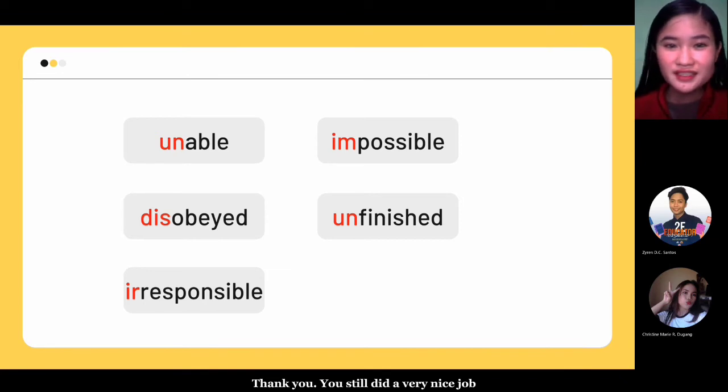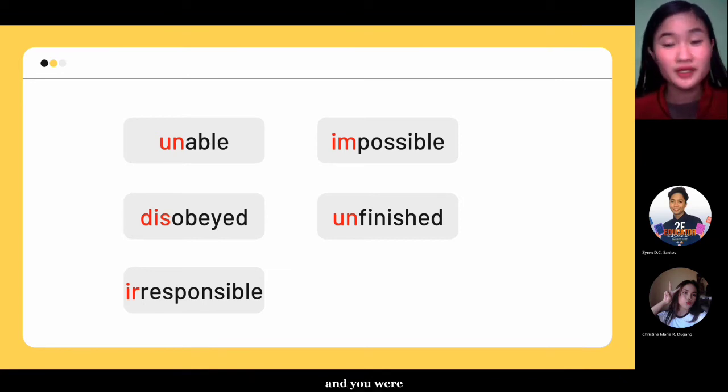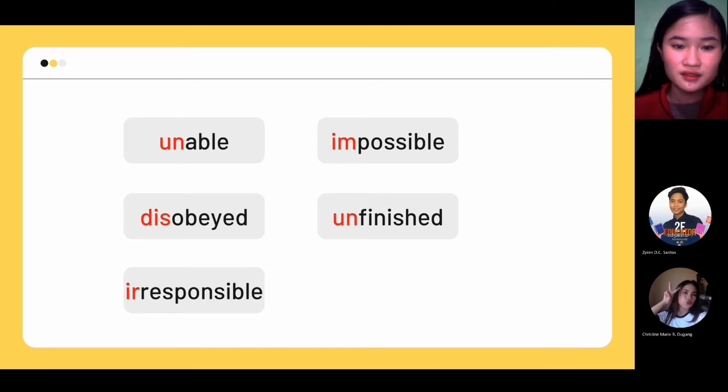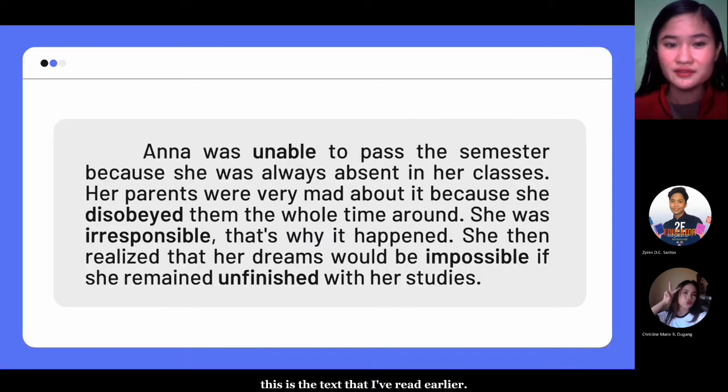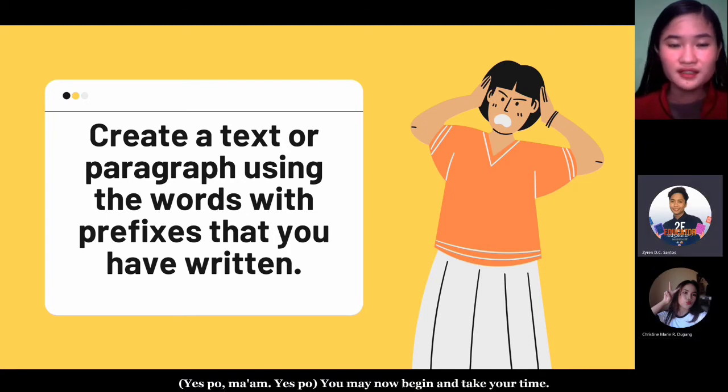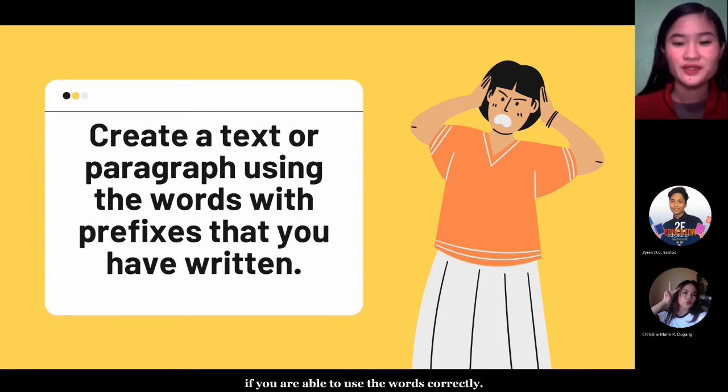Thank you. You still did a very nice job and you were able to identify most of the words with prefixes. And this is the text that I've read earlier. Now, using the words with prefixes that you have also written, I want you to create a story or a paragraph, and I'll give you 5 minutes to do it. Did you get it? Yes po, ma'am. Okay. You may now begin and take your time. We'll check later if you are able to use the words correctly.